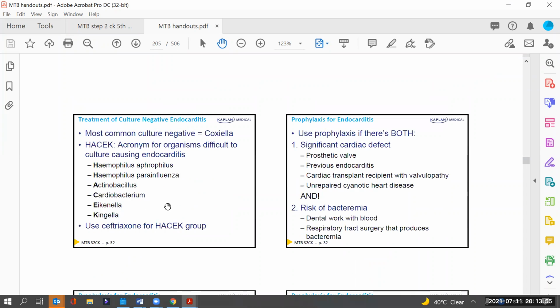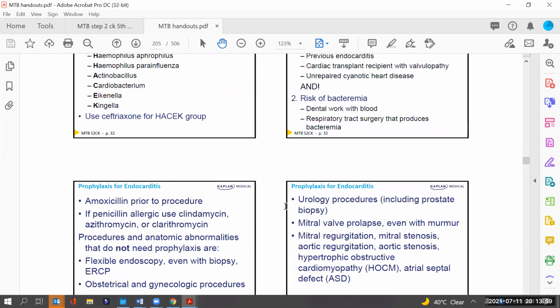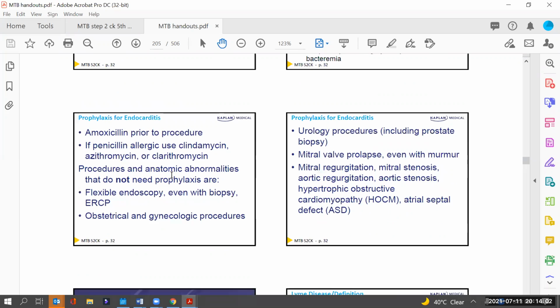Okay, so again, you are going to just memorize this one. This one is very important from our MCQ point of view.